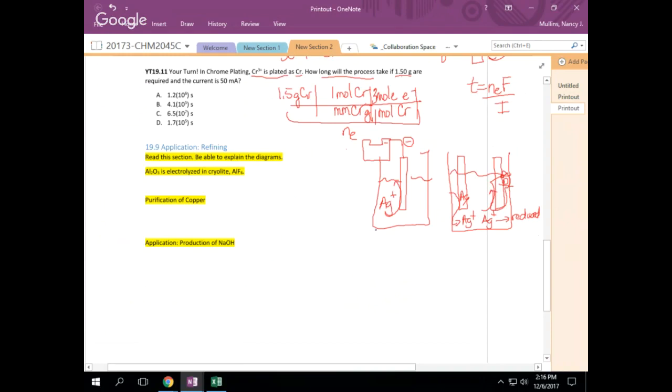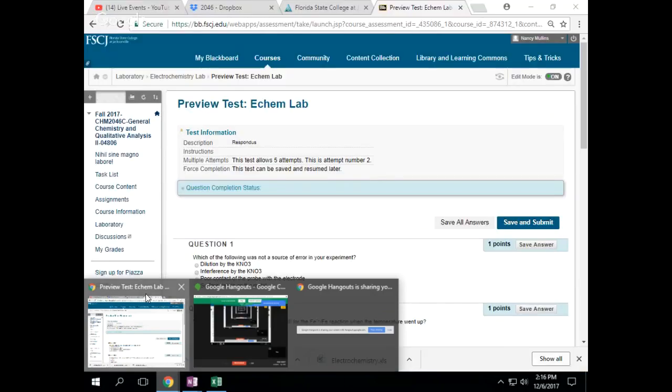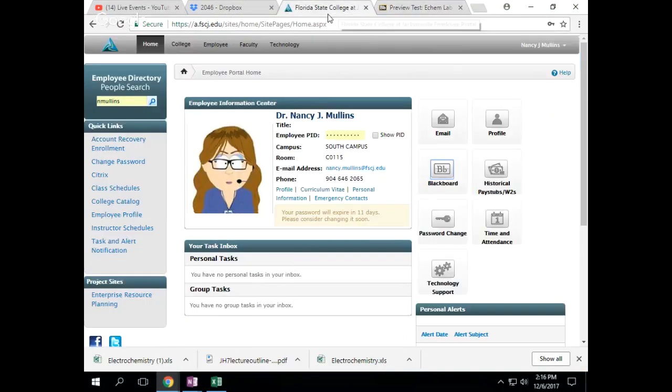And so your textbook describes a couple situations where they've actually used this to use electrolysis industrially. One way is to purify copper. One of them is to make sodium hydroxide. Actually, let me go ahead and pull that up so we can talk about those diagrams.